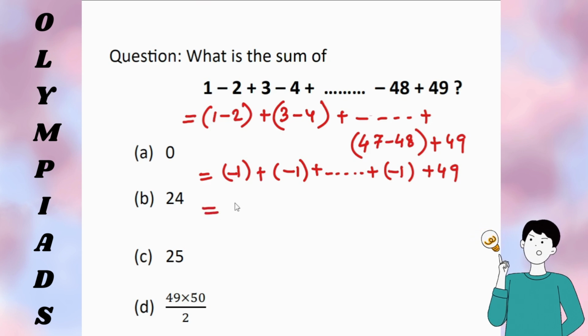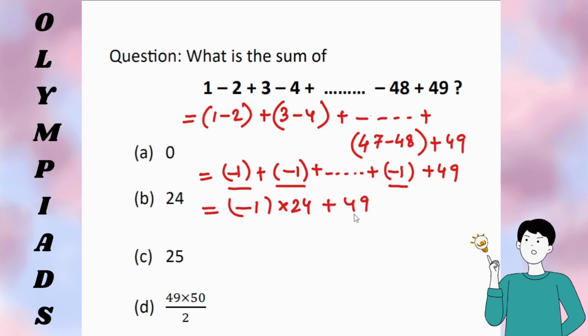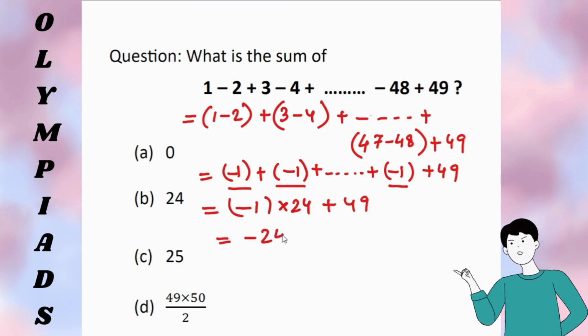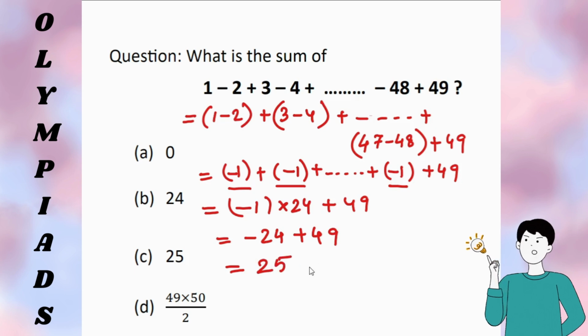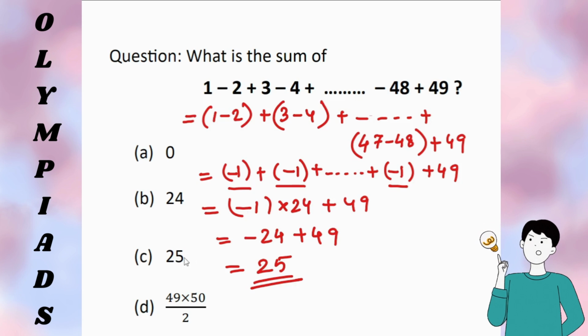Okay, so this minus 1 and minus 1, how many times is it? It's 24 times, because here two terms make a pair. So 24 times, so minus 1 into 24 plus 49. Okay, so minus 24 plus 49 becomes 25. 25 is the required answer of the sum. Okay, so option C is the correct answer for this question. Okay, thank you.